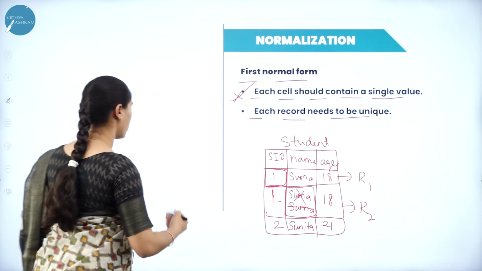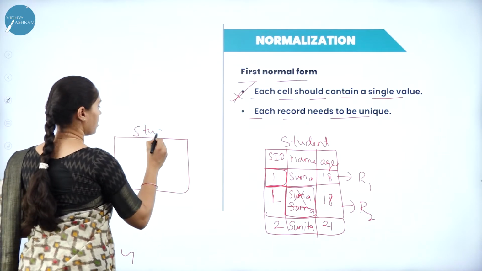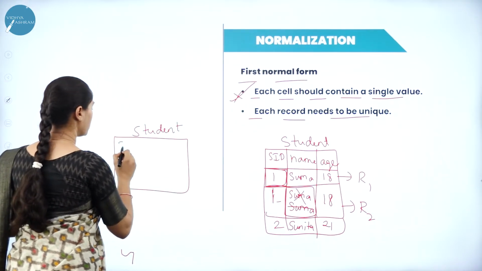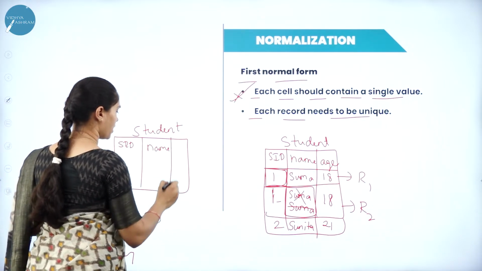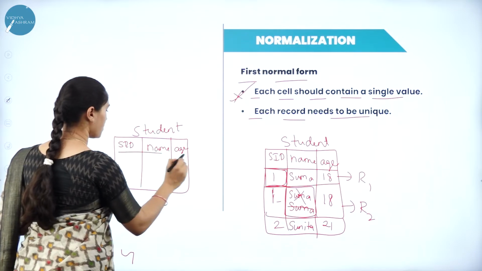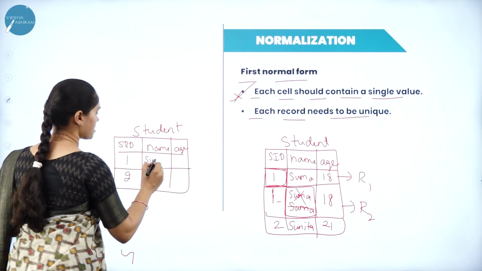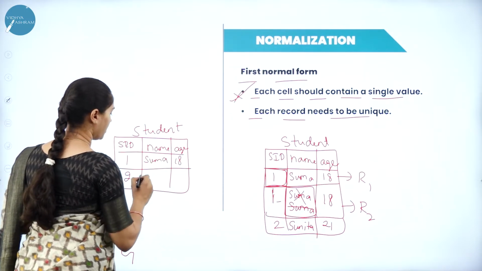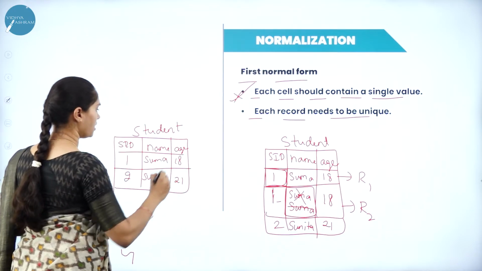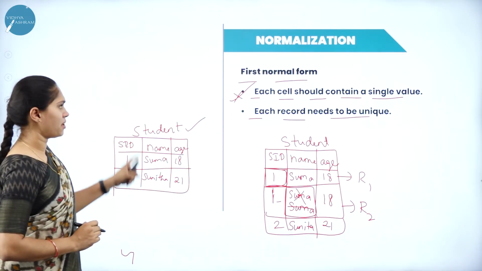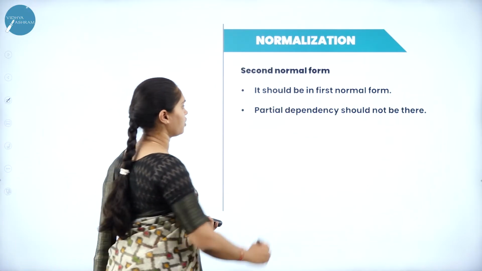So let me rewrite it. Consider this as a student table, and it will include student ID, name and age. So now 1, 2, and here this is Suma and age is 18. Here this is Sunita and age is 21. Then I can say now the student table is in first normal form. I hope you understood. We'll see the second normal form.